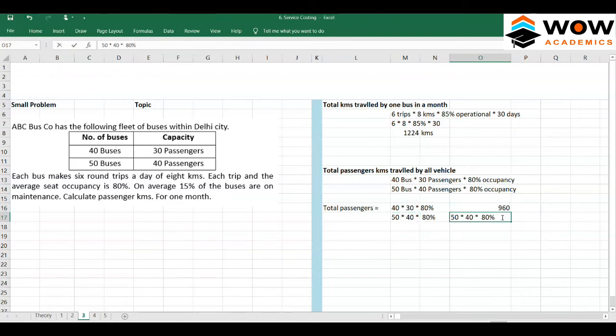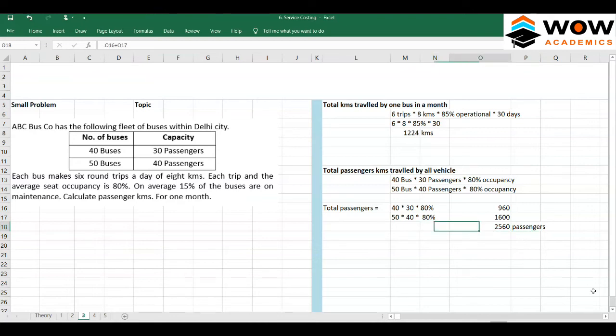So in the first type of bus there are 960 people, and in the second type of bus there are 1600 people in total. Add both, you'll get 2560 passengers. There are totally this many passengers on board, on all the buses.